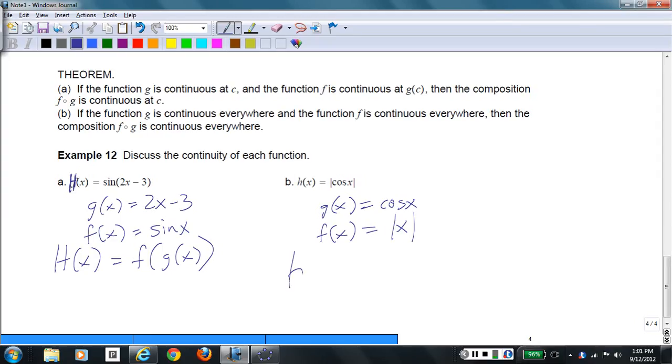So little h of x equals f of g of x, and as a consequence, it too is continuous everywhere. So we just observe that each of the component functions is continuous everywhere, so the composition of them is also continuous everywhere.